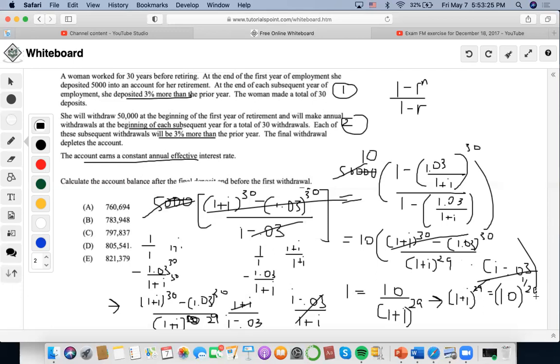So I'm going to take out my calculator. I'm going to do 10 to the 1/29. And it's going to be 1.082, and then I'm going to subtract 1. I'm going to get 0.082636734 as my interest rate, right?